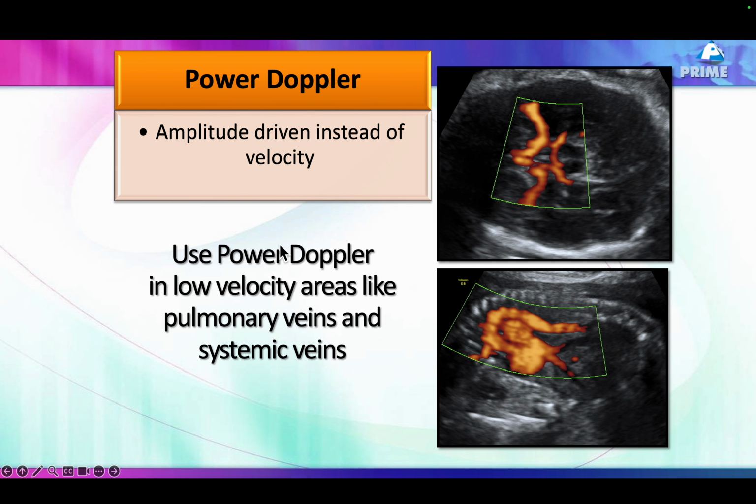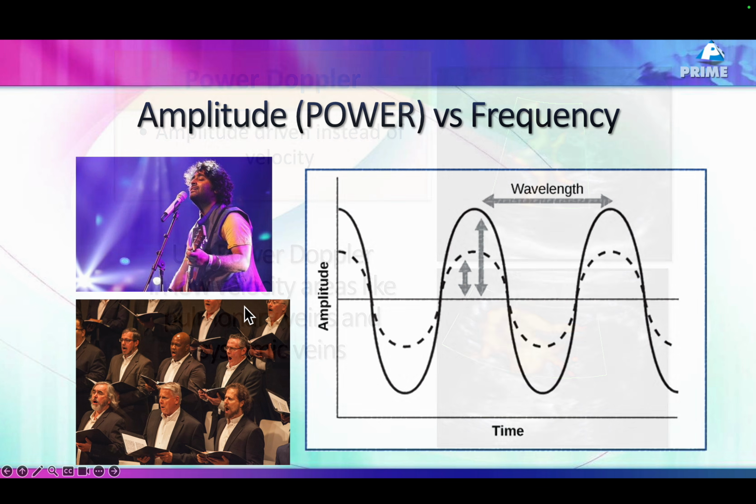And you will be able to pick up small or sluggish or slow flows in the vein. And that's the circle of Willis, where the velocities are small. So this comes very handy and good in fetal echocardiography.